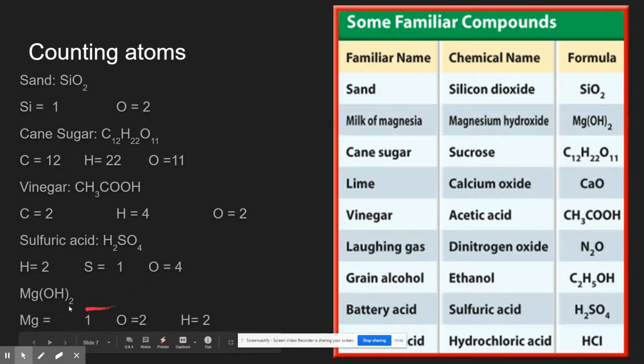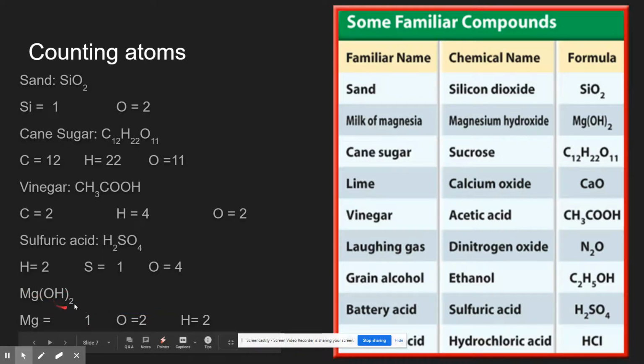Now, sometimes you'll see it where there's a parenthesis. It's just like math. You got to distribute this 2, or I don't even know if that's the right word for it. So Mg is not in the parentheses, so we don't take that 2 to the Mg, but we would take this 2 to the O, which since there's a subscript 1, it'd be 2 oxygen and 2 hydrogen. 2 times 1 is 2 hydrogen.